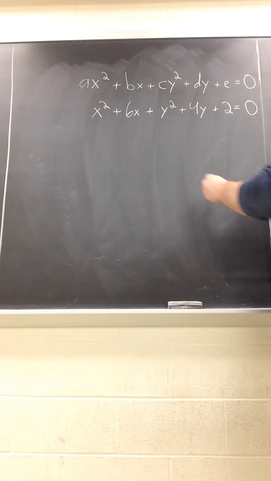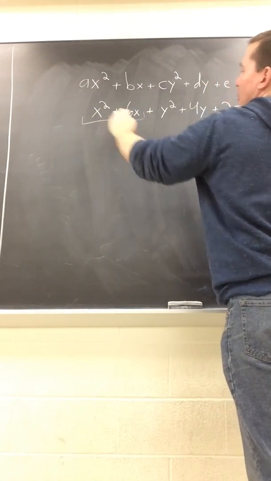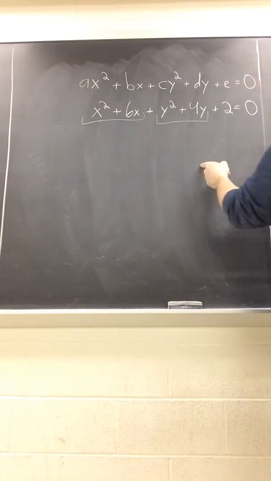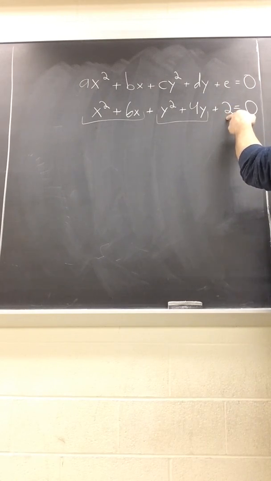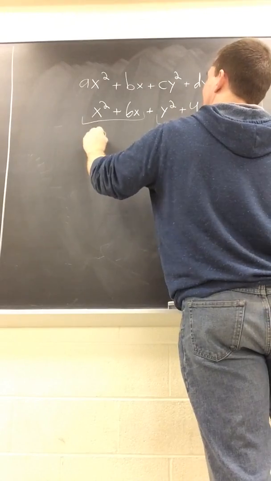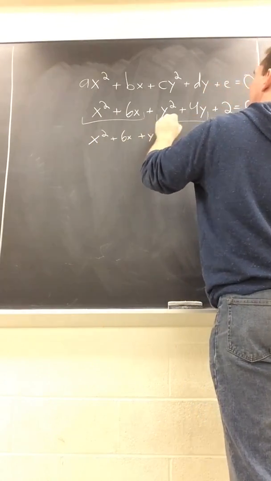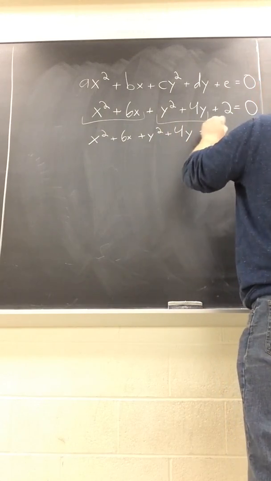So if you remember from completing the square, we need to group the quadratic and linear terms together for both the x's and the y's this time. This 2, a constant, has to get sent to the other side. So, x squared plus 6x plus y squared plus 4y equals negative 2.